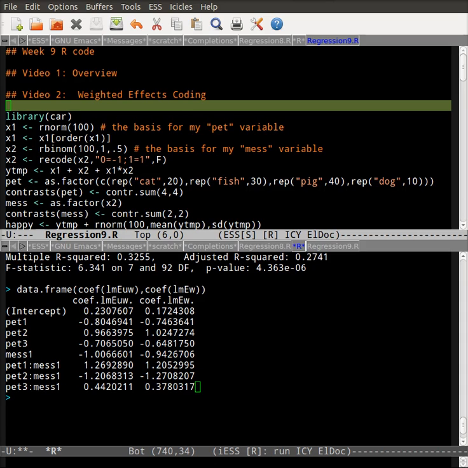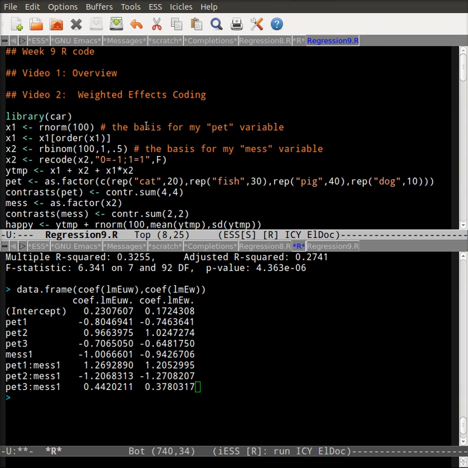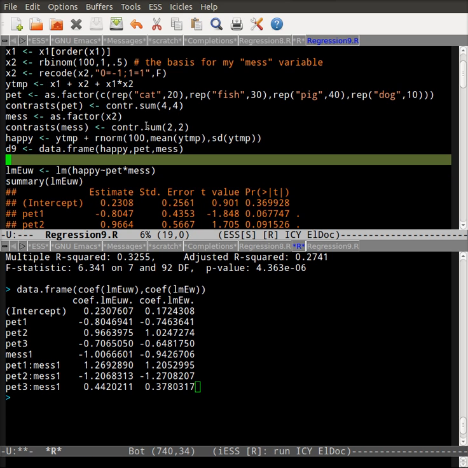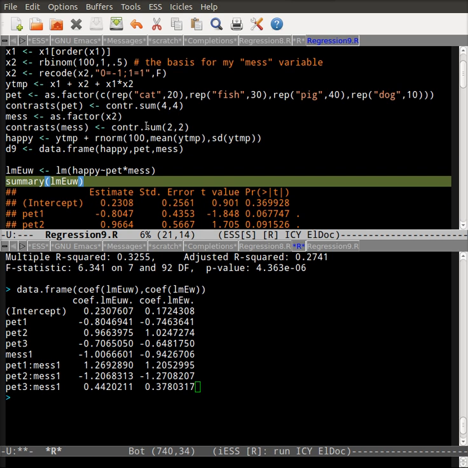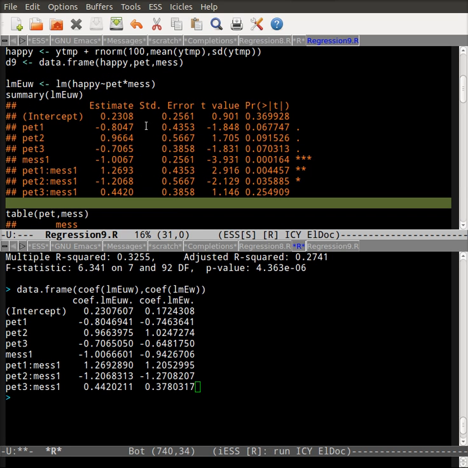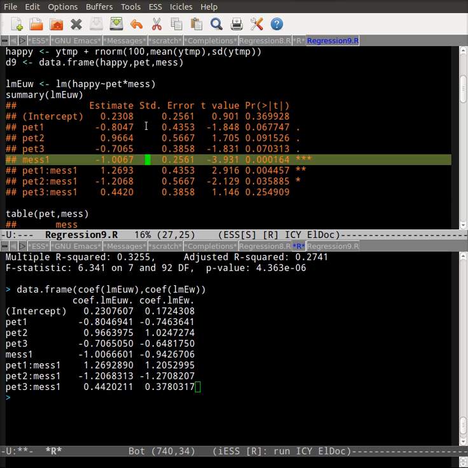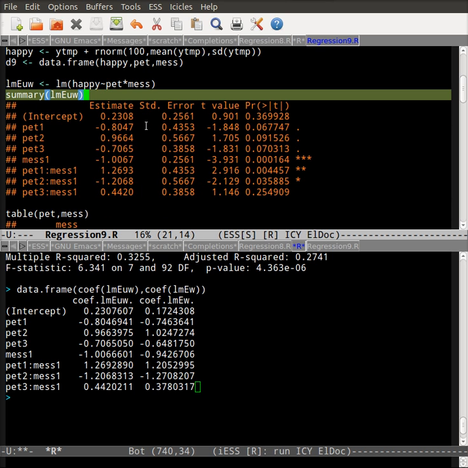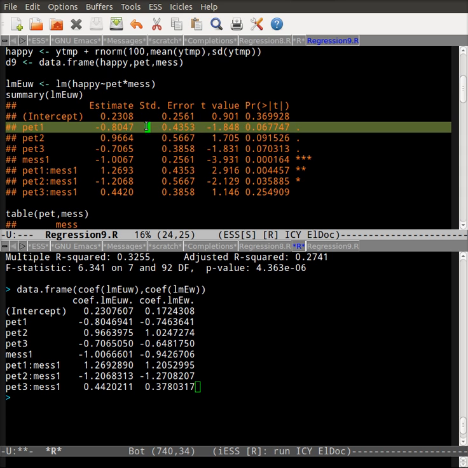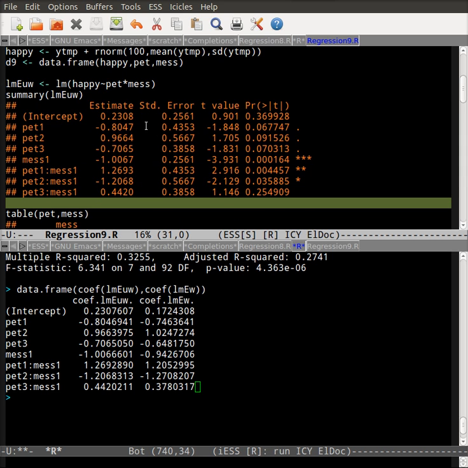The first video for this week, or the second video, is focused on weighted effects coding. The example I'm going to use is the same example I ran through last week, where I have happy as my dependent variable, pet and mess as my two predictors, and they're both categorical. And what I have here is a table, a summary of my unweighted effects. So you can see here, these are the coefficients that I've been talking about as before.